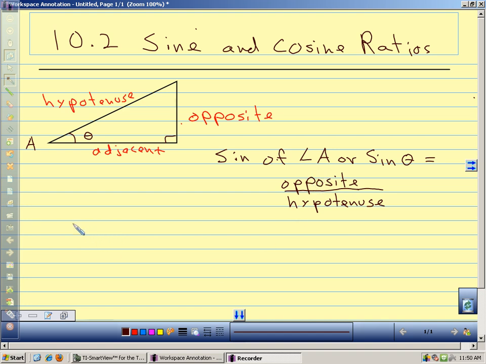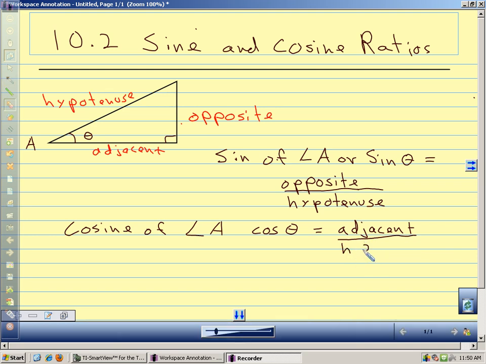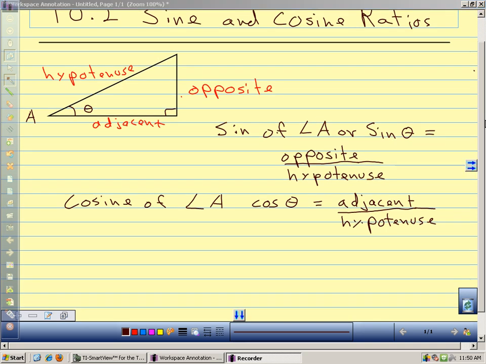The cosine of angle A, we also write cosine theta, is the adjacent over the hypotenuse. So these are our other two main ratios in trigonometry. The sine, the cosine, and the tangent are our three main ratios.